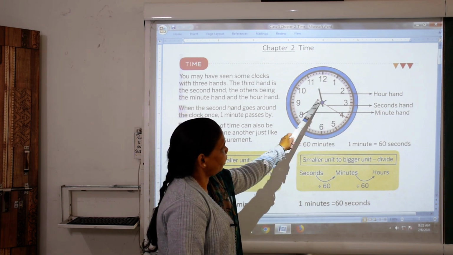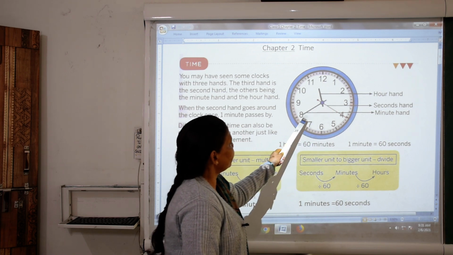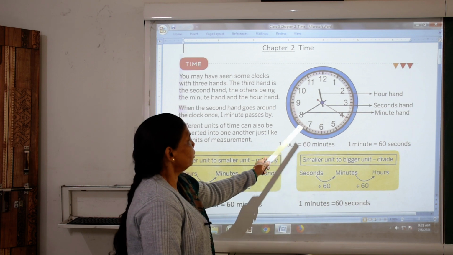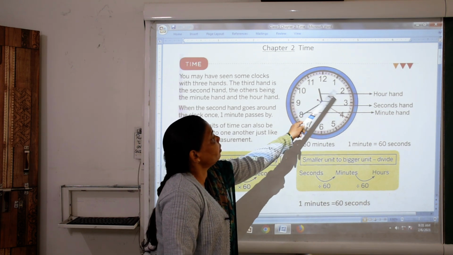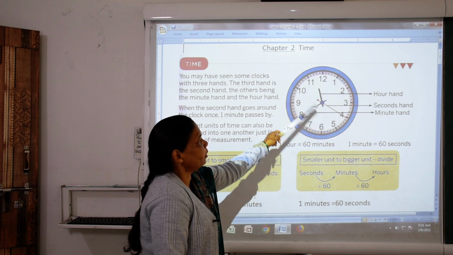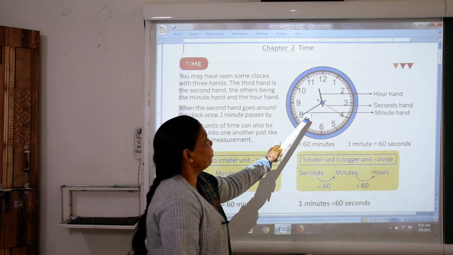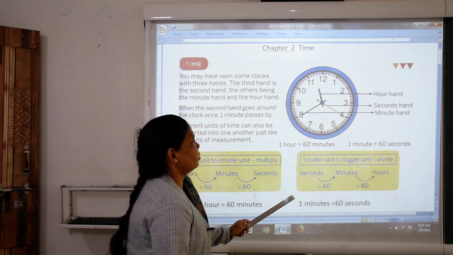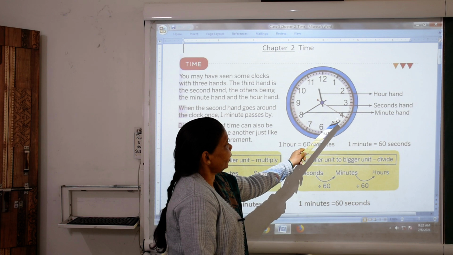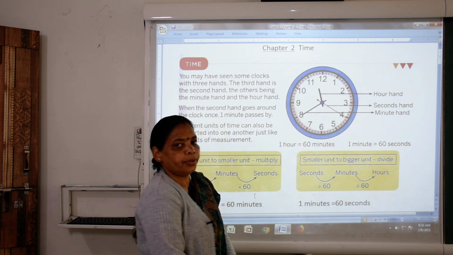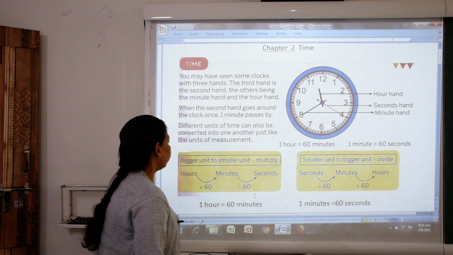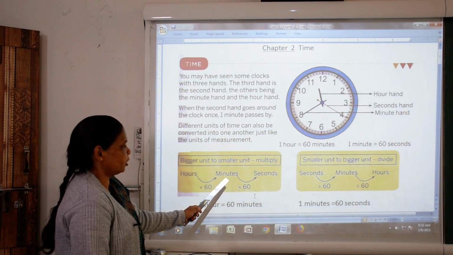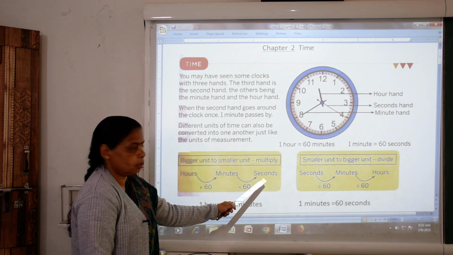This hand is the second hand, this one is the minute hand, and this small hand is the hour hand. The hour hand completes one round in 12 hours, the minute hand completes one round in 60 minutes, and the second hand completes one round in 1 minute. So 1 hour is equal to 60 minutes and 1 minute is equal to 60 seconds.